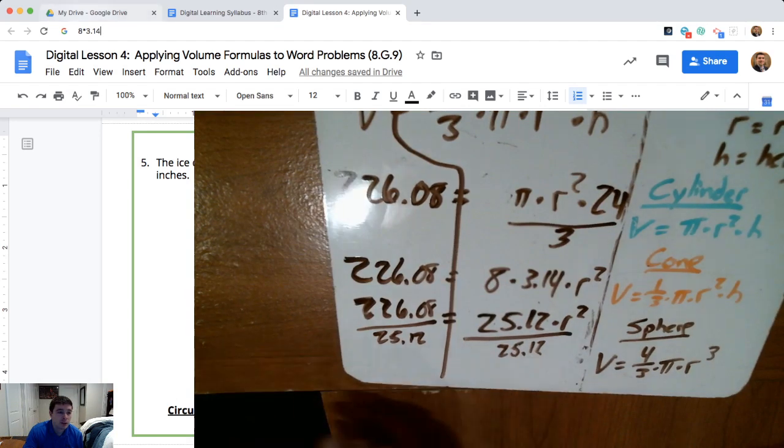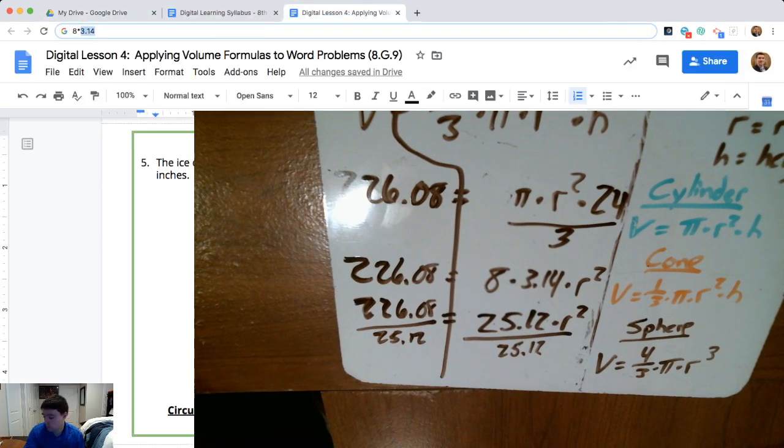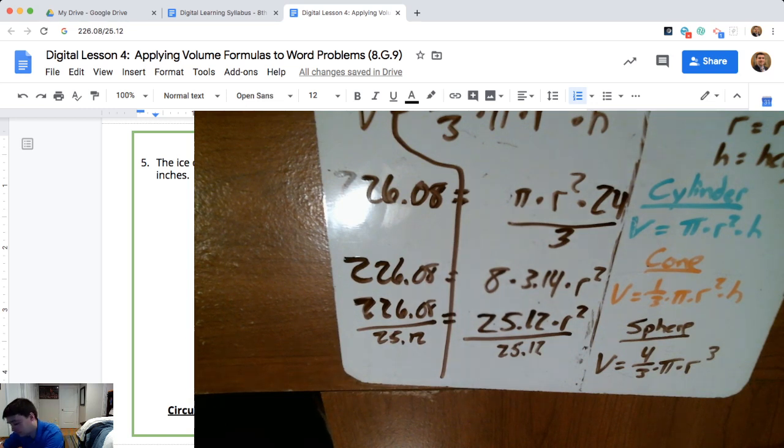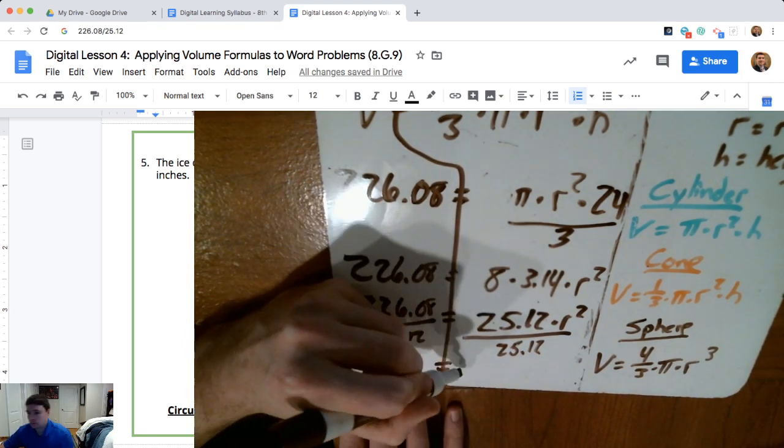So I need to figure out what 226.08, and it's totally okay to use a calculator, divided by 25.12 gives us. That gives us 9, and that's equal to r squared.